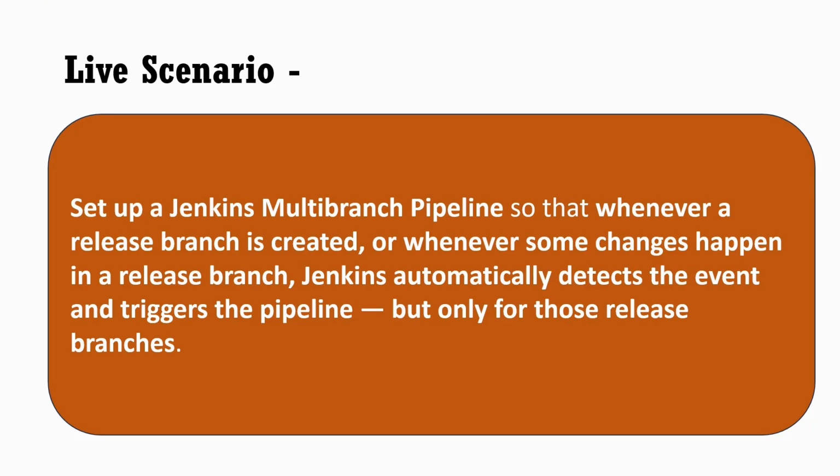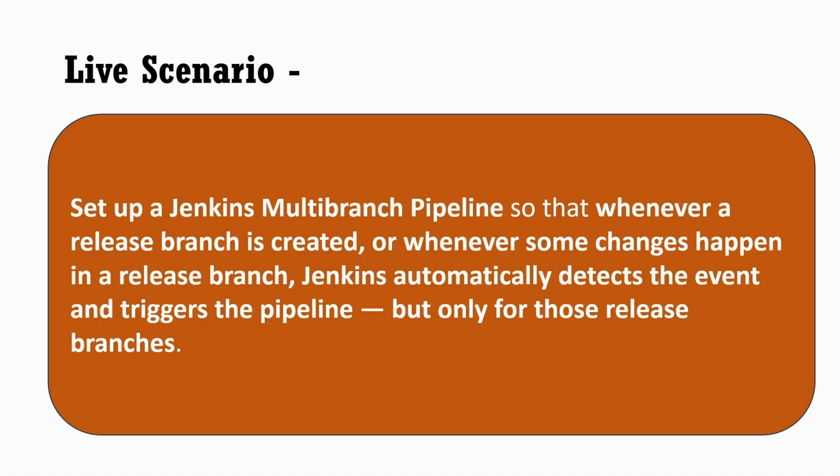Now let's execute a task. We are going to set up a Jenkins multi-branch pipeline so that whenever a release branch is created or whenever some changes happen in a release branch, Jenkins automatically detects the event and triggers the pipeline, but only for those release branches, not for other branches like feature, develop, etc.